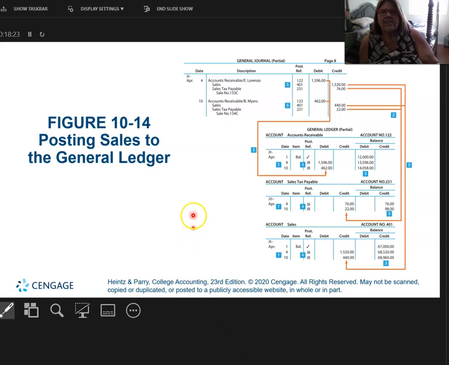But here is the general ledger. So basically, accounts receivable will go into here, and then my sales tax payable will go into here. And this is my actual sales account. I always post journal entries into ledger accounts. So this concludes video number 3, which talks about how to journalize sales with tax, chapter 10.